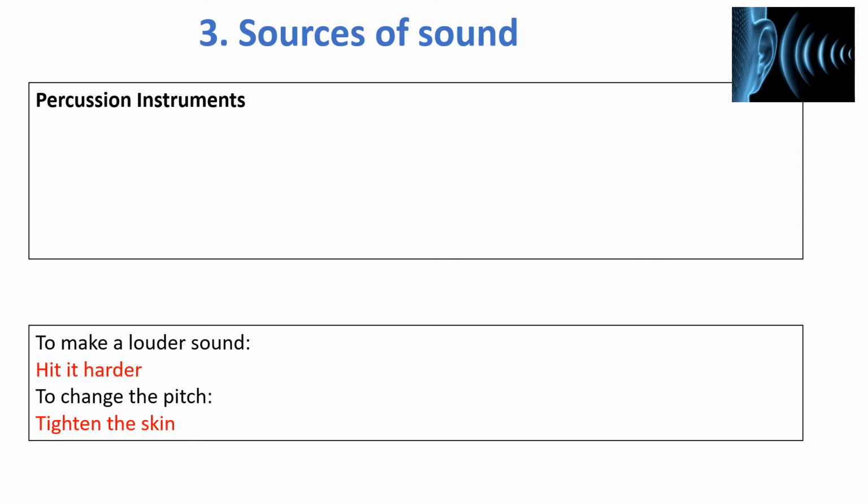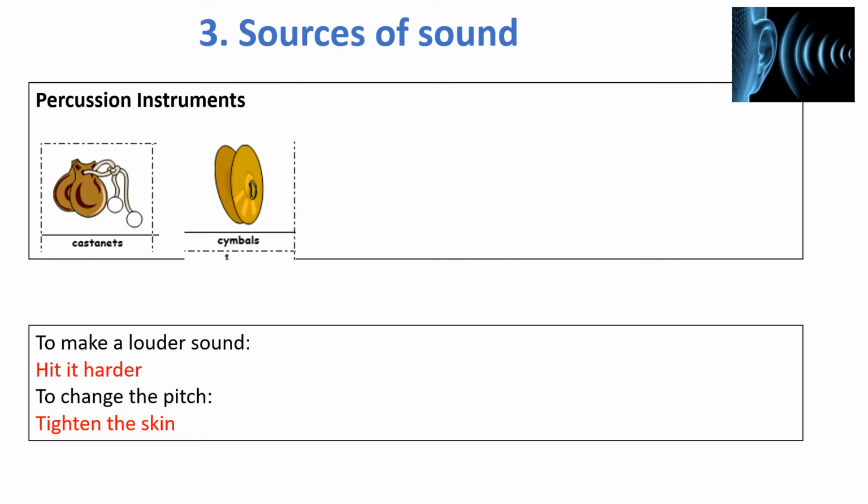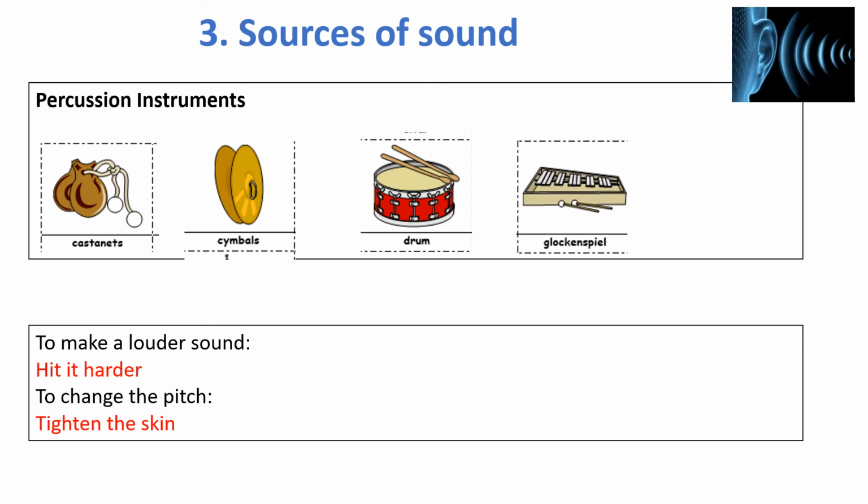And finally, percussion instruments. These are the ones you hit. Castanets, cymbals, drum, glockenspiel, and triangle should all be in there. To make the sound louder, hit them harder, and to change the pitch, you can actually tune things like drums to make them higher or lower pitch, by tightening the skins. Or if it's a glockenspiel, play the smaller ones, which will be a higher pitch.